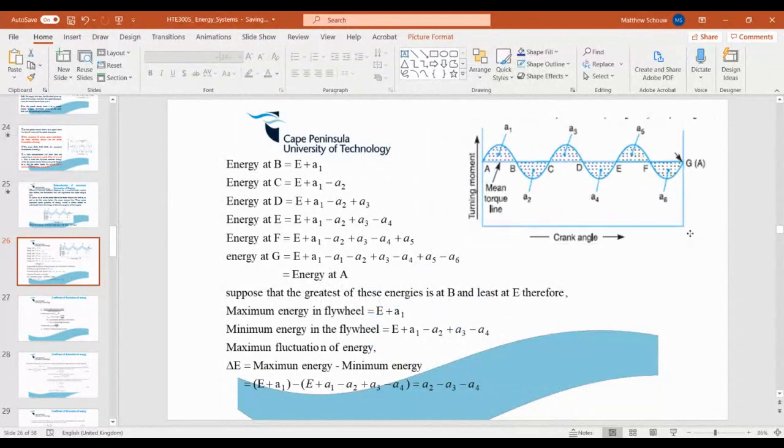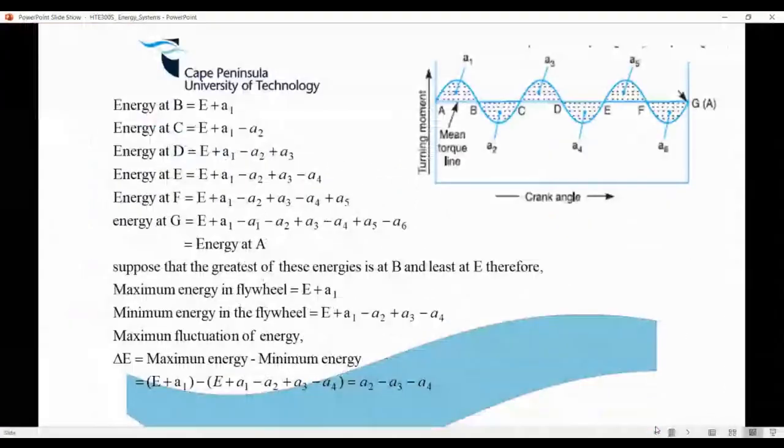This is the procedure you need to use to solve these problems for the multi-cylinder. Very important procedure. The idea is that we take E plus A1, and we say plus small a1 because it's above the line. Then energy at C is E plus A1 minus A2. That's at the B part. And then at D, we say A1 minus A2, but that's below the line, plus A3, but that's above the line, and then minus A4, which is below the line.